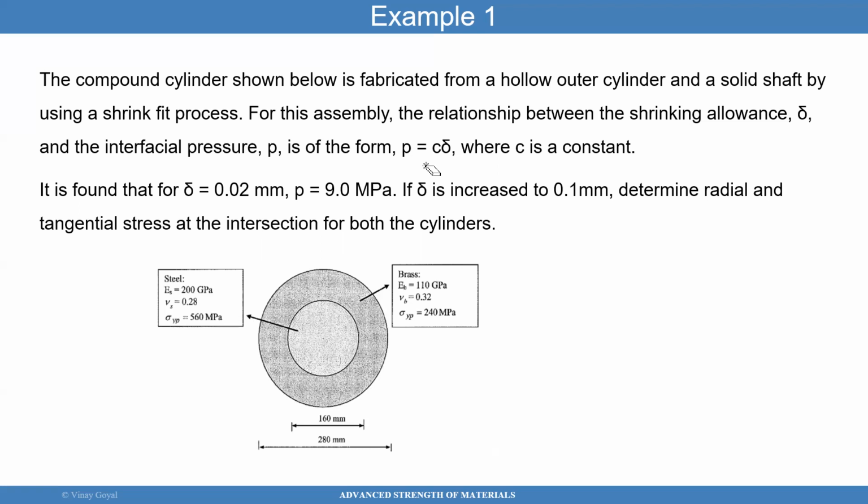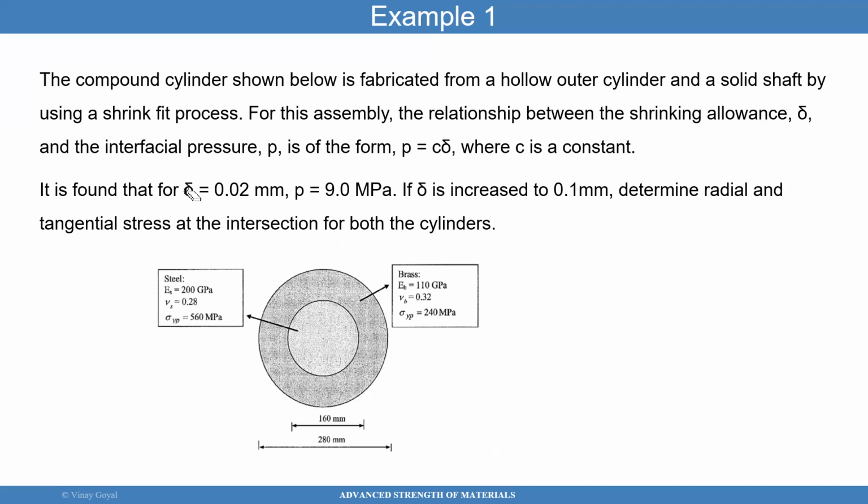It was found that for a delta of 0.02 millimeters, the pressure that was found was 9.0 megapascals. And you may wonder how did they figure that out? You know, how they figure out that the pressure is that much. You can use methods that can measure stress using stress measurement techniques. You can use strain gauges that are installed on this material and this material to kind of back engineer what the strain could be, right? That's one approach to be able to figure that out.